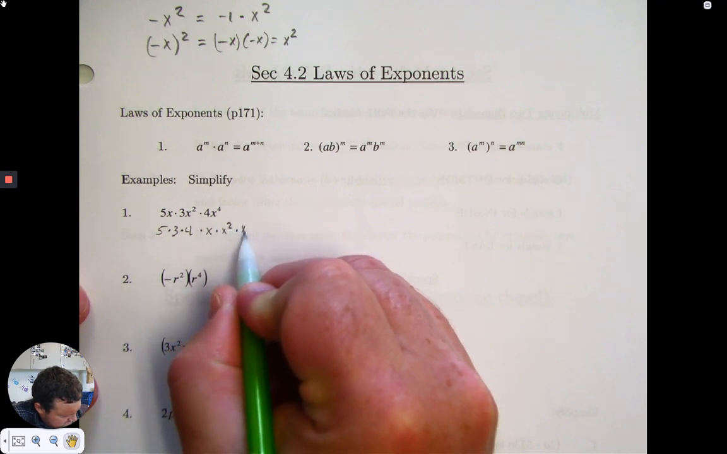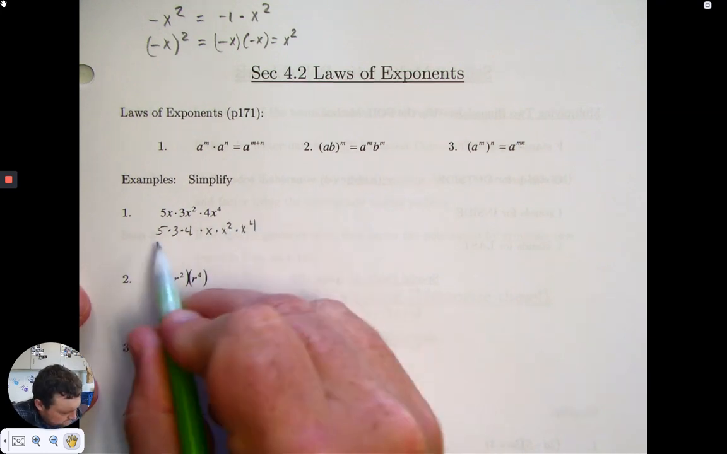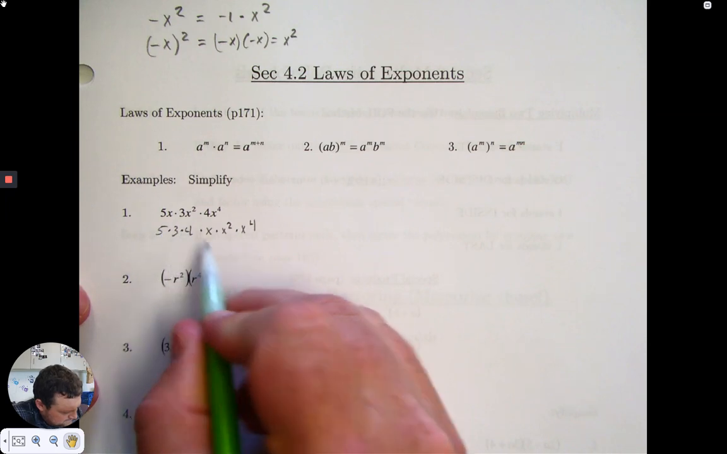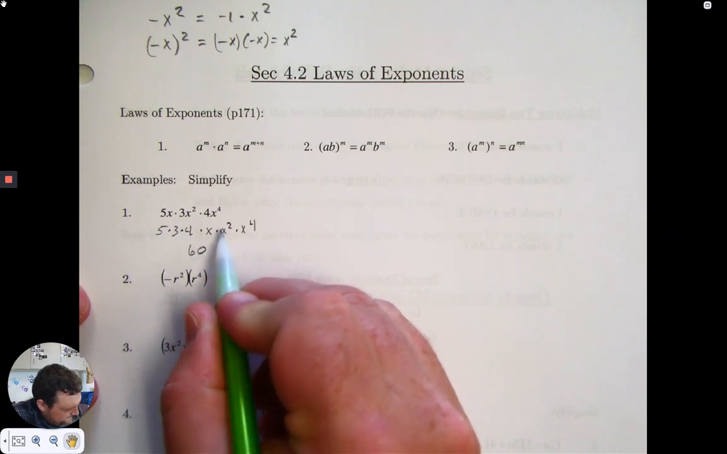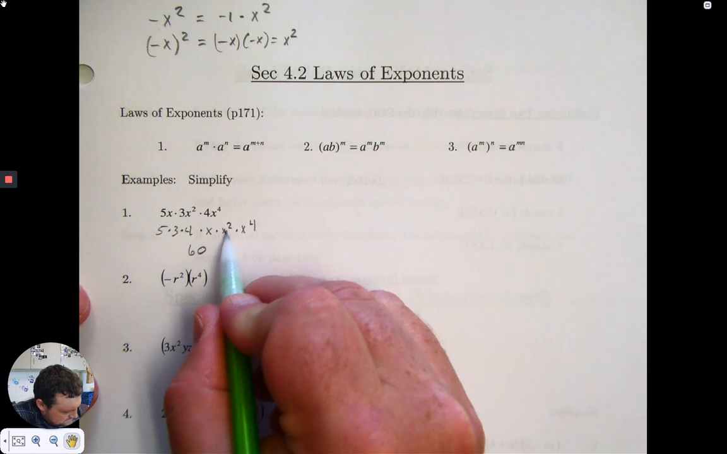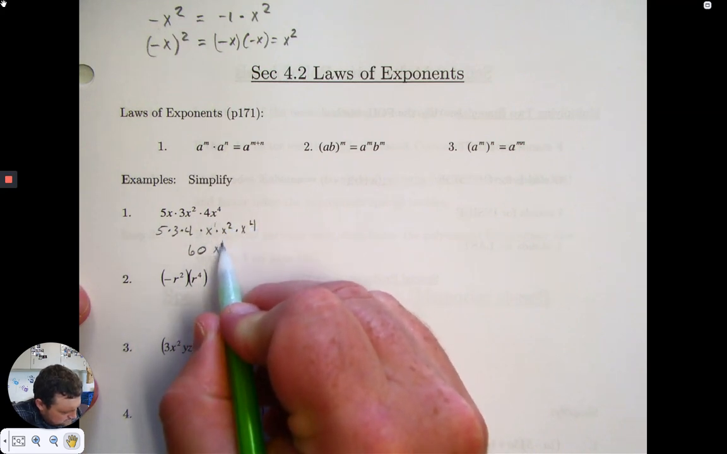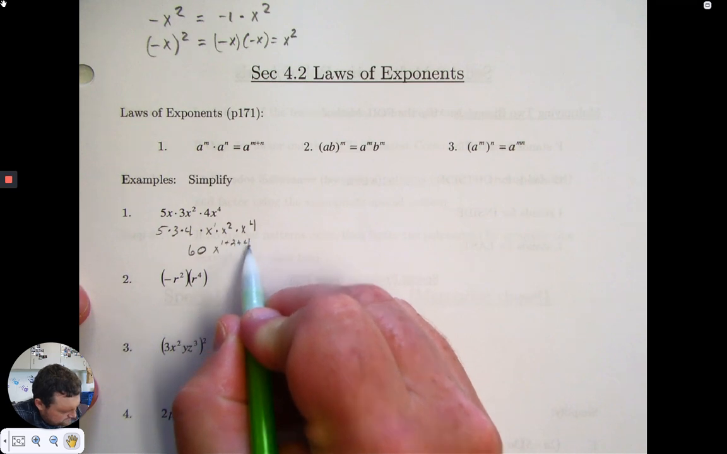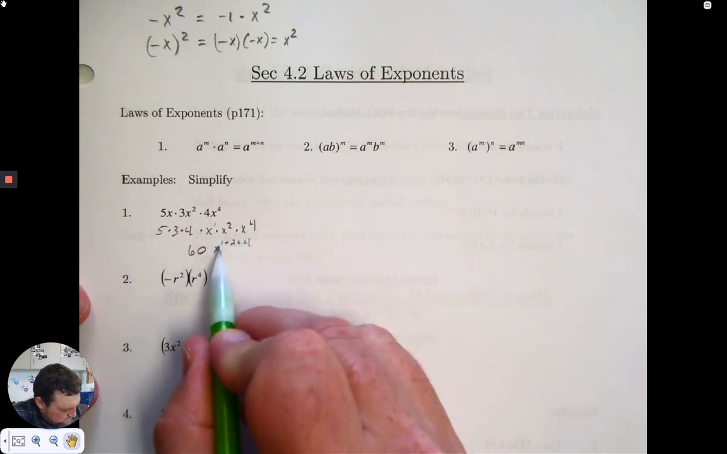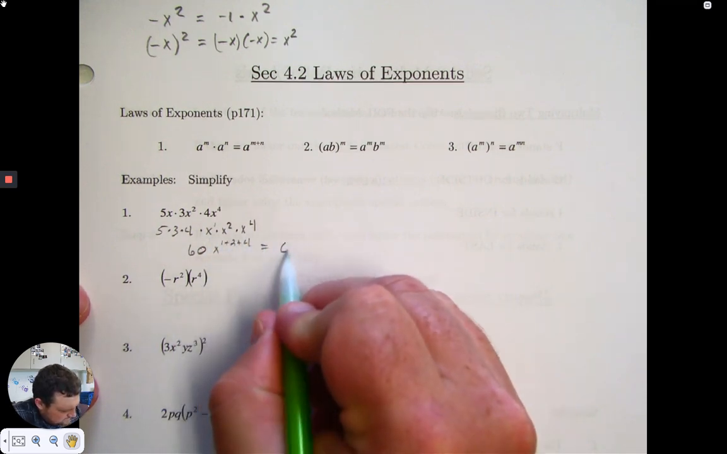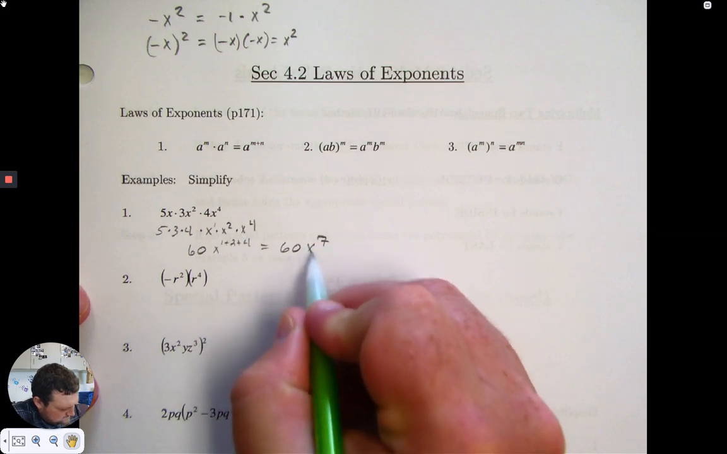So as we look to simplify here, this is just 5 times 3 times 4 times x to the second times x to the fourth. So we have to remember, 5 times 3 is 15 times 4 is 60. And then we have this x times x squared times x to the fourth. So this is really x to the first. So this is 1 plus 2 plus 4, because the bases are the same, so we just add their exponents. So that's 60x to the 7th.